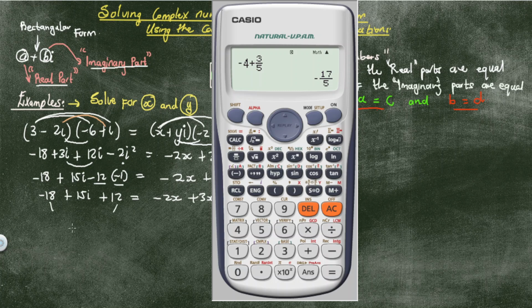Then this and this are like terms. Minus 18 plus 12, so that's going to be a minus 6. But let me just verify this. Minus 18 plus 12. Yes, negative 6 plus 15i is equal to.